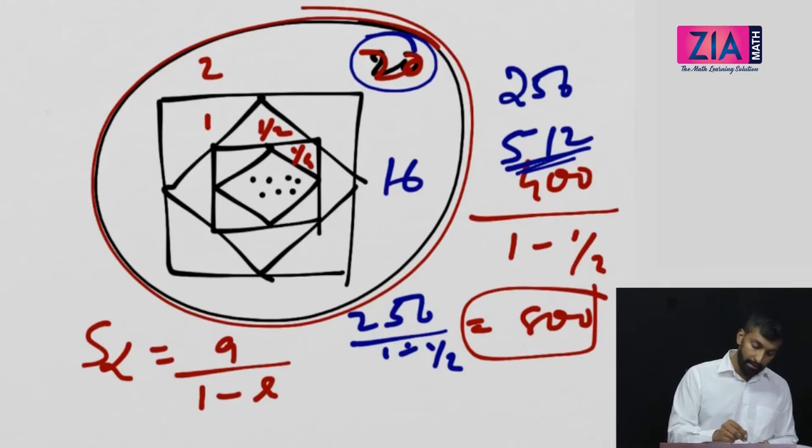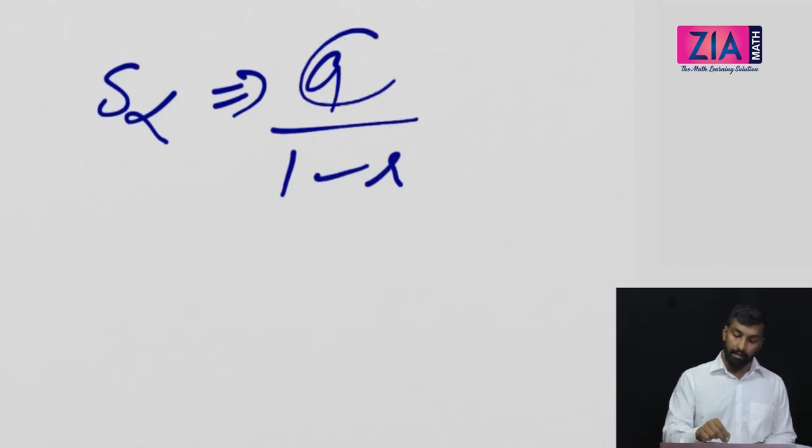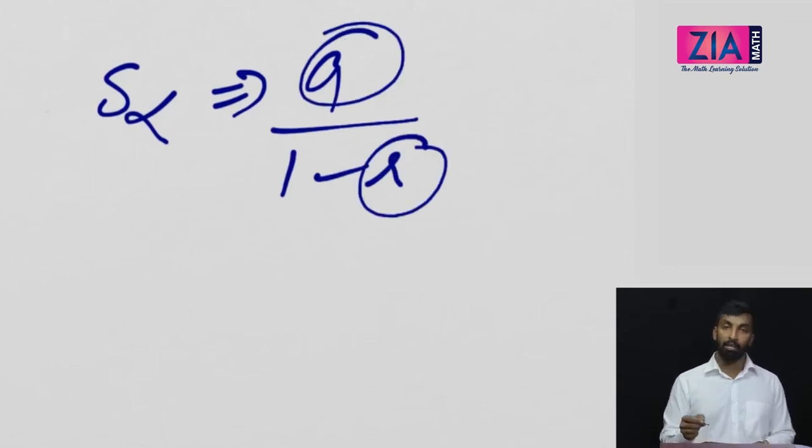So in all these cases, if a square has midpoints joined forming another square, and you keep on doing that, the sum to infinity of a GP is what you need to find out. What is that? a divided by 1 minus r. a is the area of the first square, and r is the common ratio.